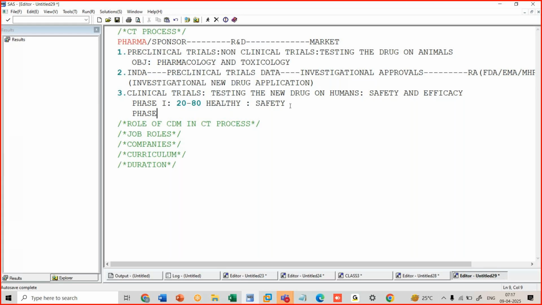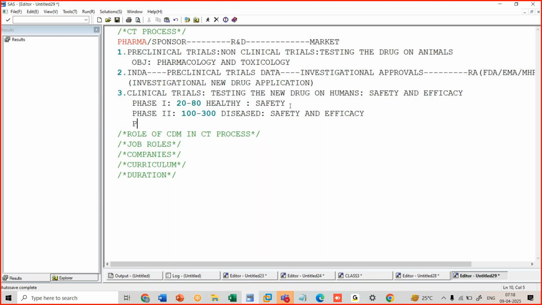Phase 2, the number will differ, 100 to 300 people will be recruited. All are diseased people, because along with the safety, we study the efficacy also: how the drug works on the particular disease. We need to know whether the drug is safe or not. We also need to know whether the drug is effective on the particular disease.